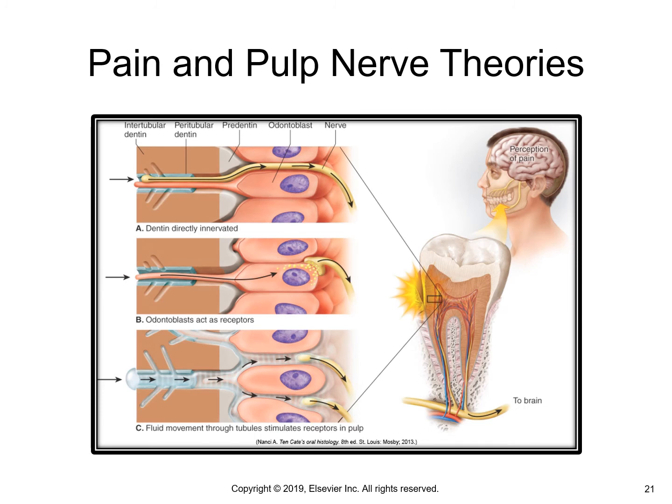In your book, again, there are some images that show you these different theories, and you will find that on page 124. It discusses the direct theory, where the dentin is directly innervated and where the odontoblasts act as receptors. And then the last one is the hydrodynamic theory, where fluid movement through the tubules is thought to stimulate the receptors in the pulp. Again, pain is the only perception that our teeth can send to the brain.